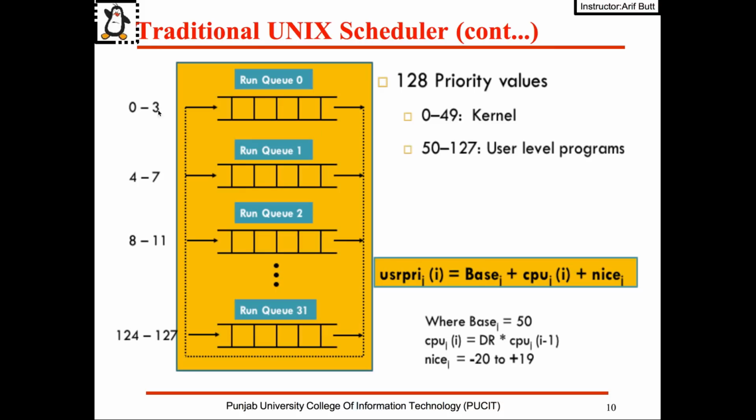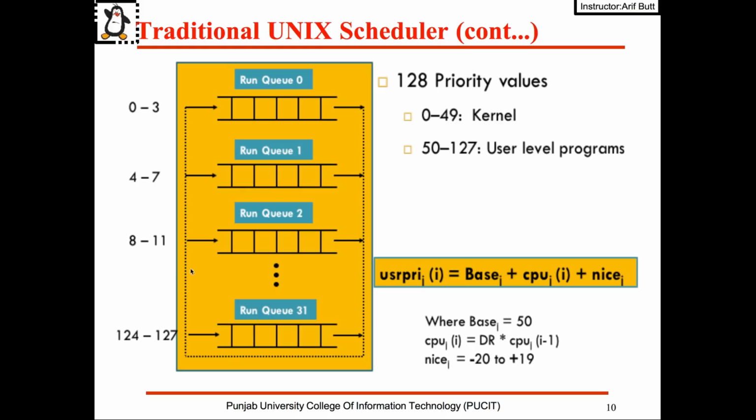Four priority values are mapped on each queue. So 0 to 3 are mapped on run queue 0, 4 to 7 are mapped on run queue 1, and so on. Remember, in Unix, a lower priority number represents higher priority. So a process with priority 0 has the highest priority, and a process with priority value 127 has the least priority.